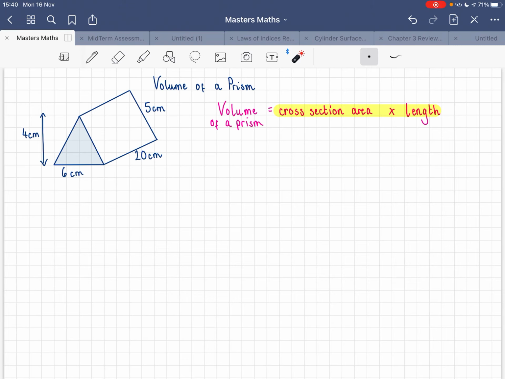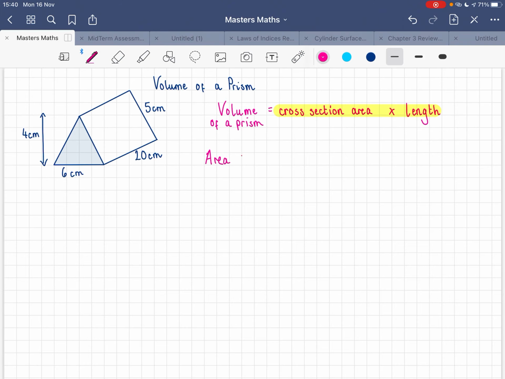To find the volume then, we take that triangle, find its area, and then multiply by the length. And by length, I mean this dimension here. So that's how far, from the cross section, how far it's been kind of extended back. Okay, so in this example, it's 20.